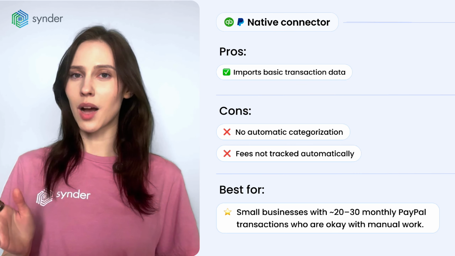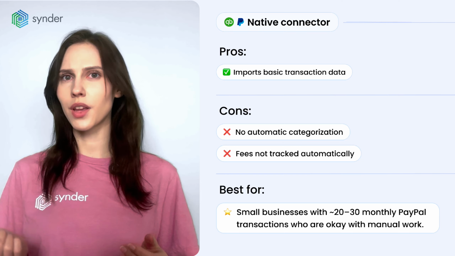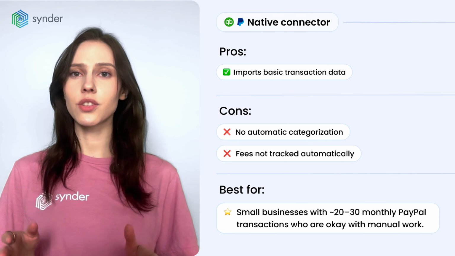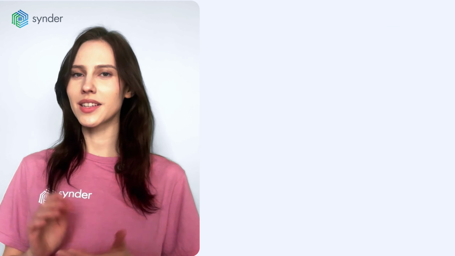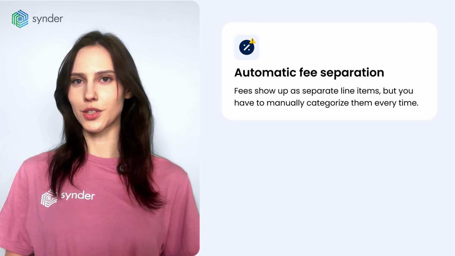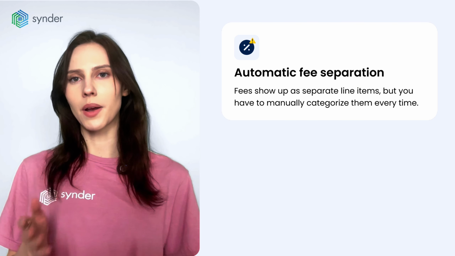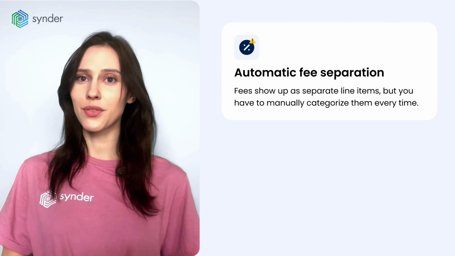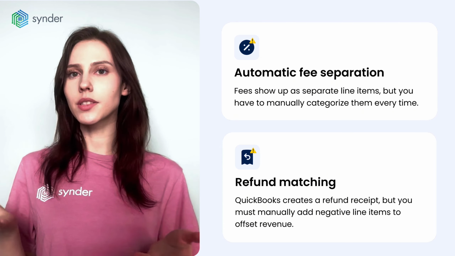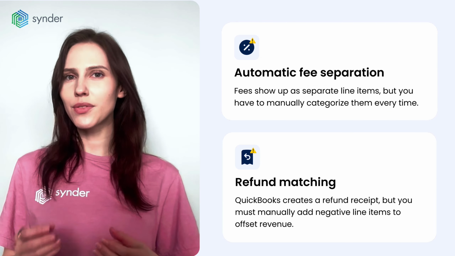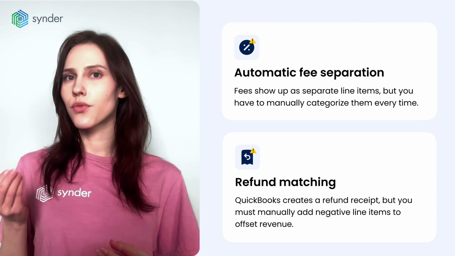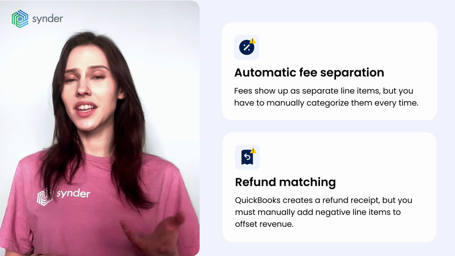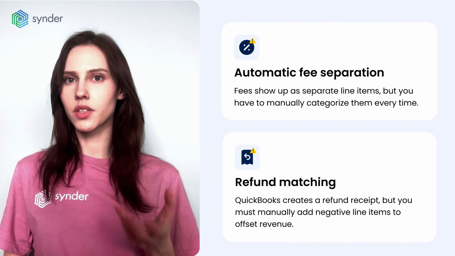But if you're an e-commerce seller with hundreds of transactions, refunds, different payment methods, and sales across multiple platforms, the native integration falls apart really fast. Here's what it doesn't handle well. Automatic fee separation. Fees show up as separate line items, but you have to manually categorize them every single time. Gets old really fast. When you issue a refund, QuickBooks does create a refund receipt, but you have to manually add the same line items from your original sale with the negative amounts to properly offset your revenue. This gets really tedious when you're processing multiple refunds.